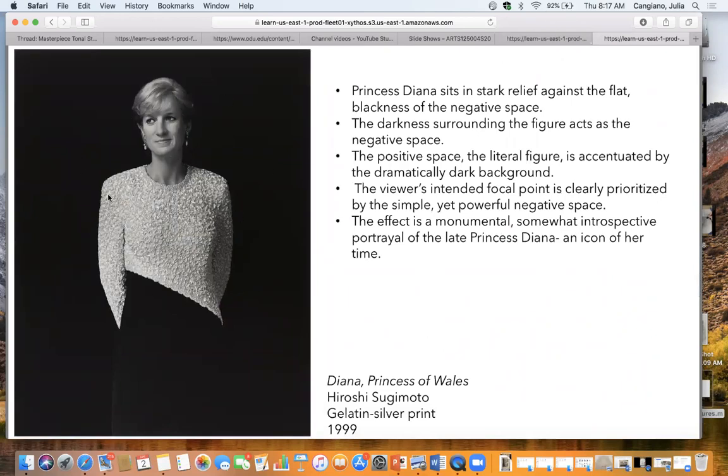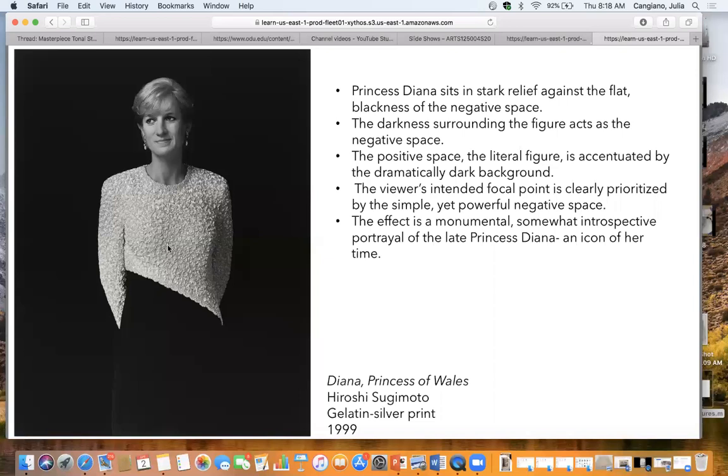Obviously, this is Princess Diana by Sugimoto, and literally just a dark, flat background is the ground. She's the figure, she's the subject, and everything is emphasizing her. And I did note the vertical of her dress, and not only the vertical, but the stark contrast, as well as this texturing up here.